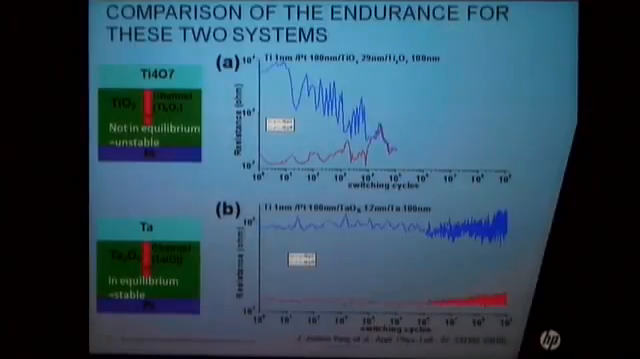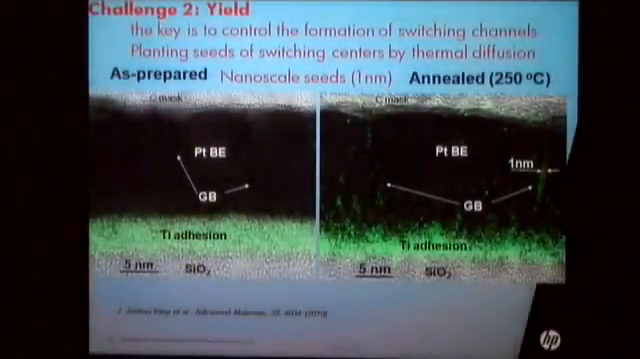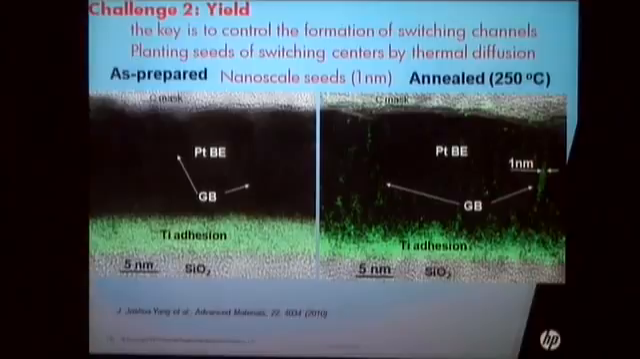Titanium oxide material is a system that does not meet the criteria, and it has a poor endurance. But tantalum oxide is a mature system and meets these criteria very well, and it has a great endurance. Okay, device yield. Traditionally, the device yield is low, a few percent to less than 50%. Obviously, you need to improve that.